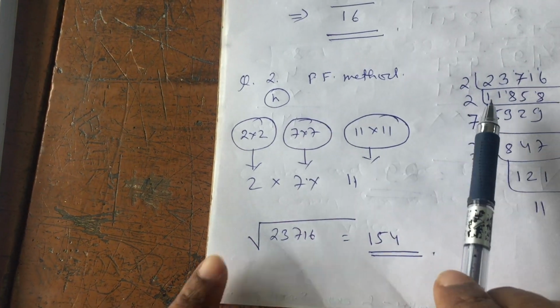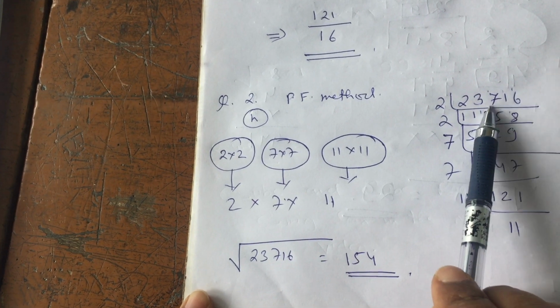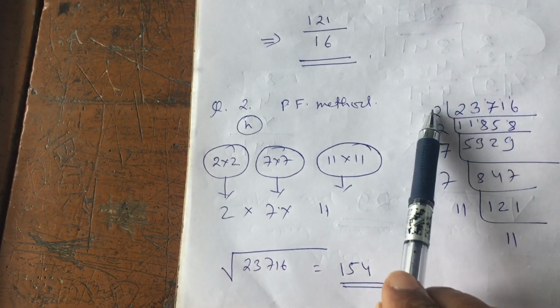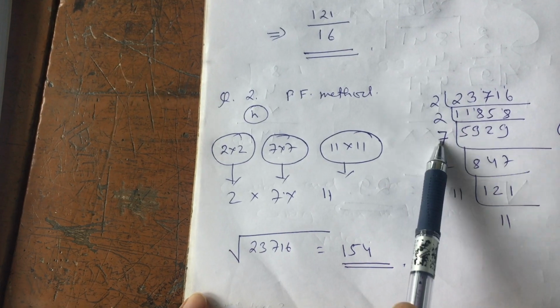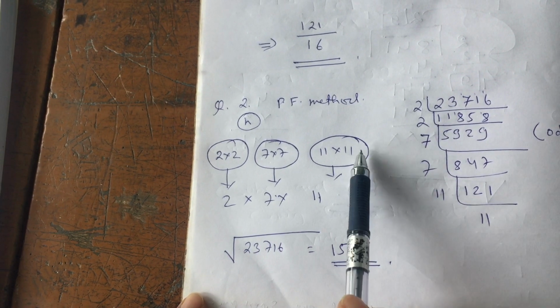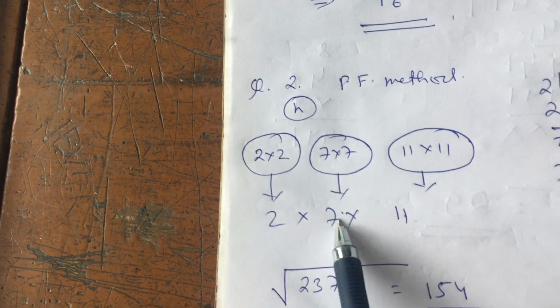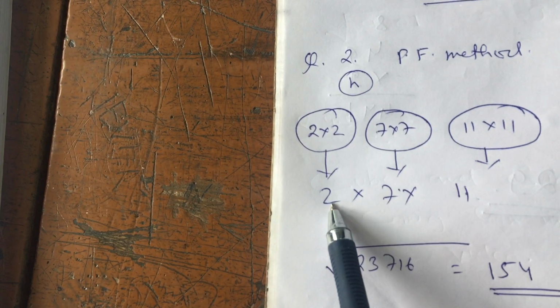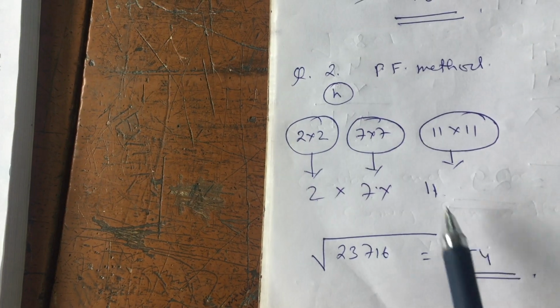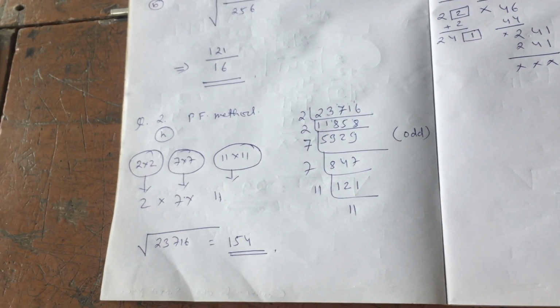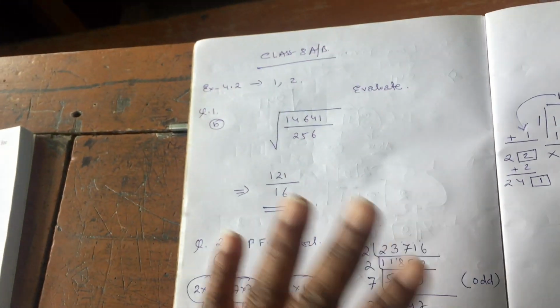They have asked me to find the square root of 23716, which I have done with the PF method, the prime factorization method. Here you can see 2 into 2 into 7 into 7 into 11 into 11. So these two 11s are a pair, comes out. These two 7s are a pair, it comes out. And these two 2s are a pair, it comes out. So 2 7s are 14 into 11 is 154. So this is how you do exercise 4.2, especially question number 1 and 2 all.